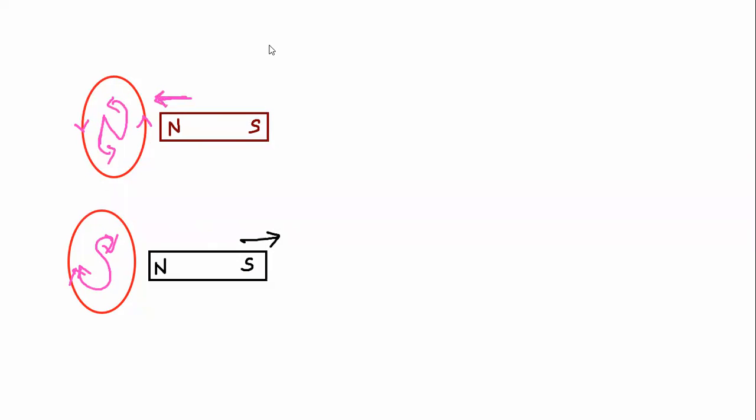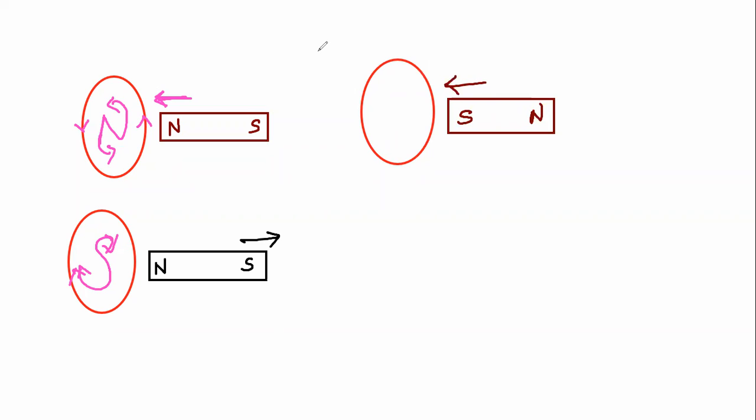Instead of that, if we are inserting the south pole into this, the effect of the south pole will be there. This is the south pole, this is the north pole. If we are inserting the south pole, this will act like a south pole. Then current will flow in the clockwise direction.